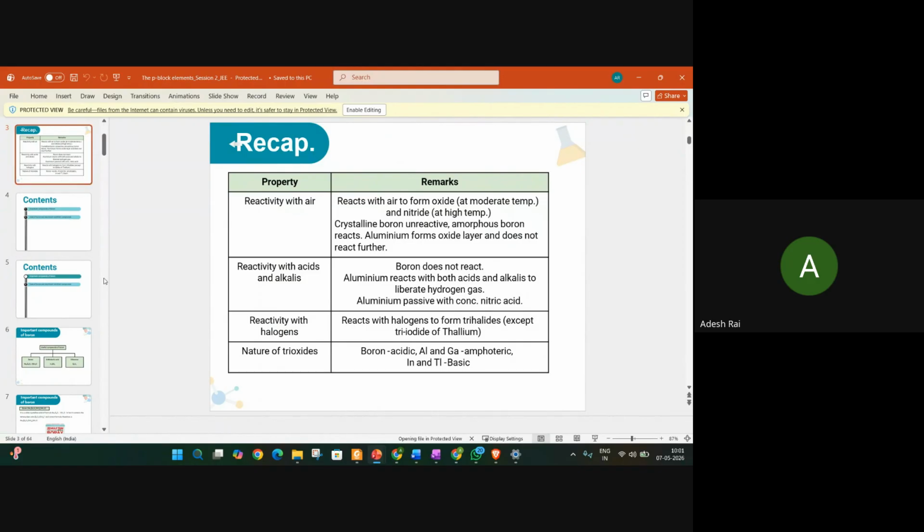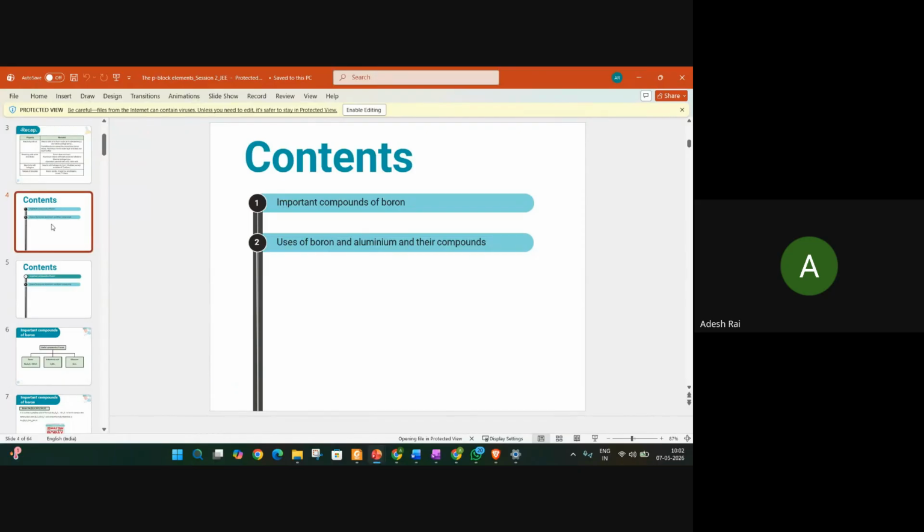So now we'll move towards the second PPT. Total 4 PPTs we have for group 13 and 14. The first PPT is done. This was just a recap of whatever we have studied. Now, what are we going to study in the upcoming class? Compounds of boron. What are the important compounds of boron and aluminum that we have to study?